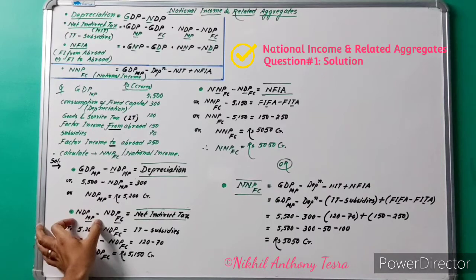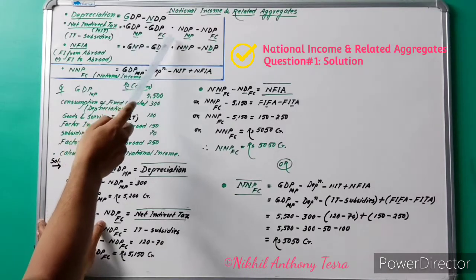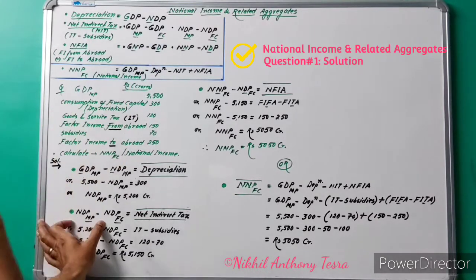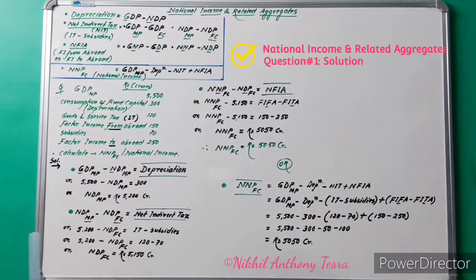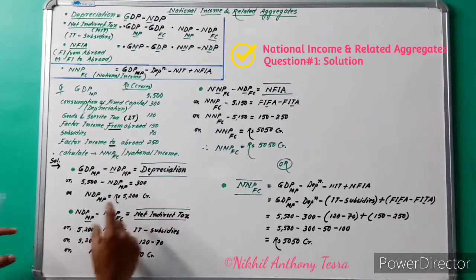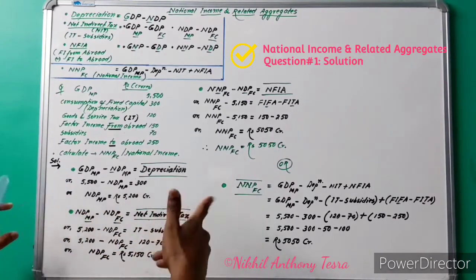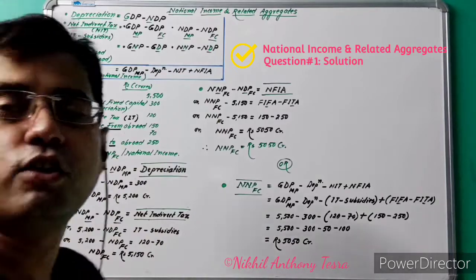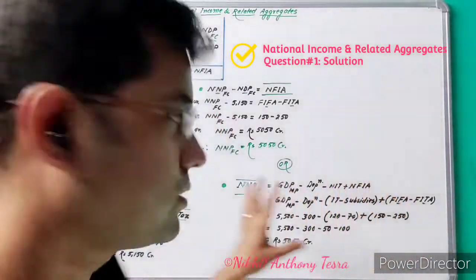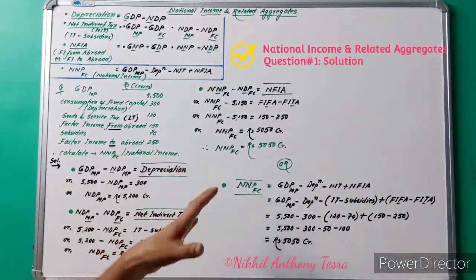So write it down, NDPmp. We have written NDPmp only. Now this is in market price. We need to deduct market price minus factor cost, that is net indirect tax. So we need to utilize net indirect tax. We need to formulate this one. We are playing with the formulas, and the following tricks you just follow.